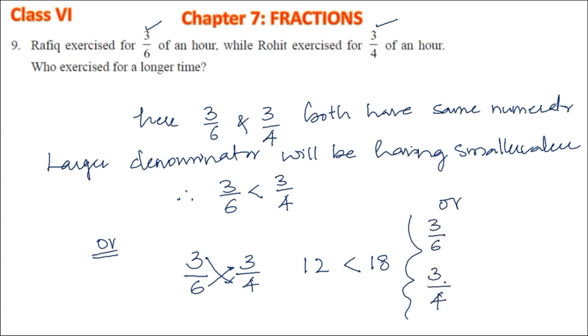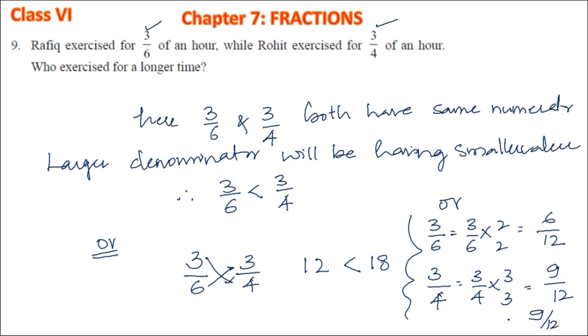And one more method is this 3 by 6 and 3 by 4. You just take the LCM of these denominators. This 3 by 6 you can multiply, and 3 by 4 also you can multiply to make the LCM the denominator. Here the LCM will be clearly 12. If you multiply 2 by 2, we'll get 6 by 12. If you multiply 3 by 3, you'll get 9 by 12. It's clear that 9 by 12 will be larger than 6 by 12. Originally, this 9 by 12 is 3 by 4, so 3 by 4 is larger.